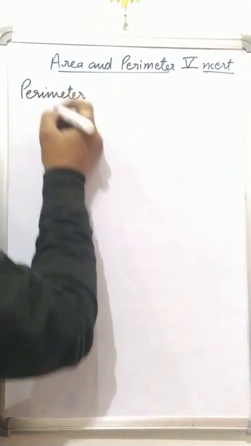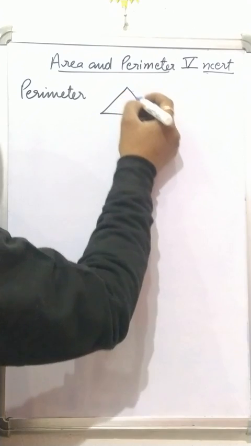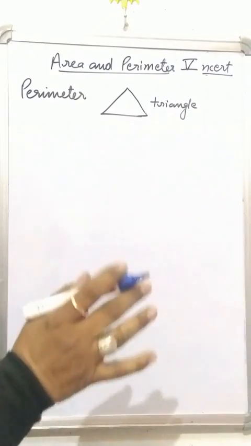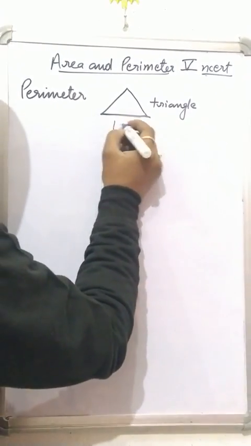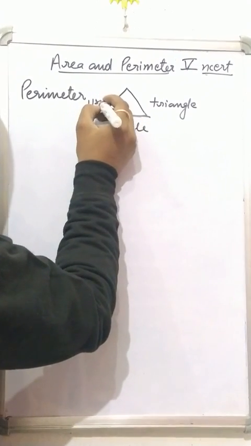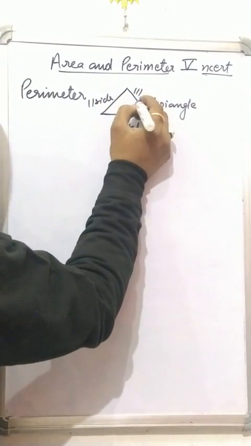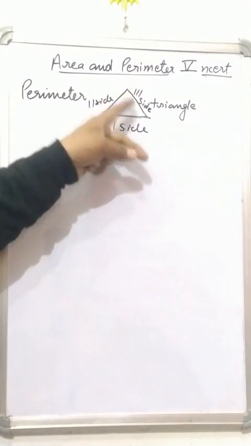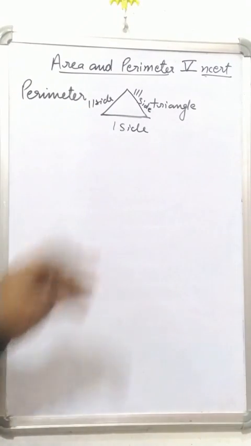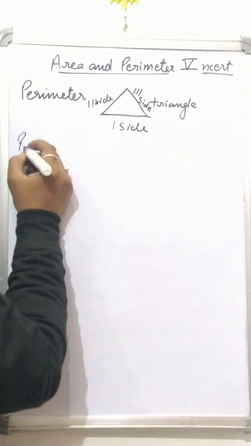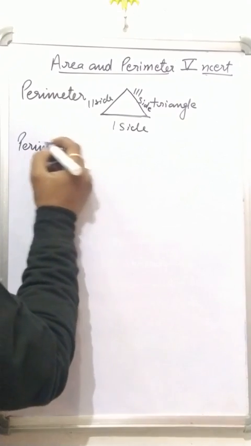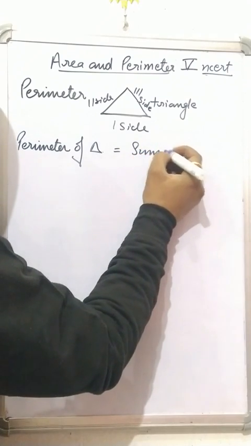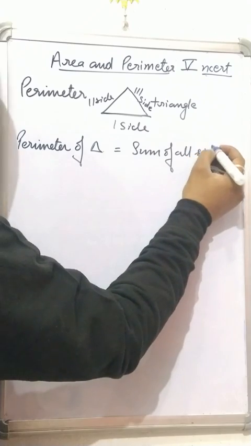Perimeter. Like this is a triangle, and this is one side, second side and third side. Is that clear? Now when we add these three sides we get the perimeter of the triangle. It means the perimeter of a triangle is the sum of all sides.